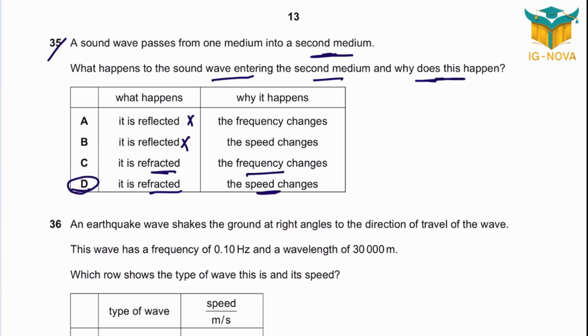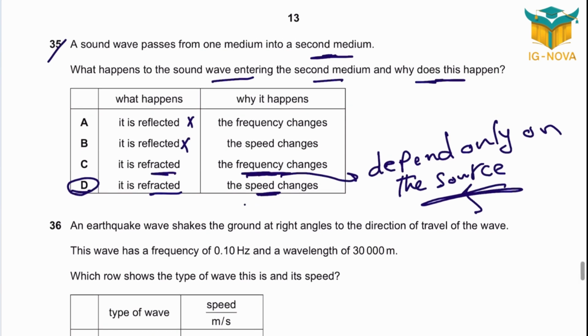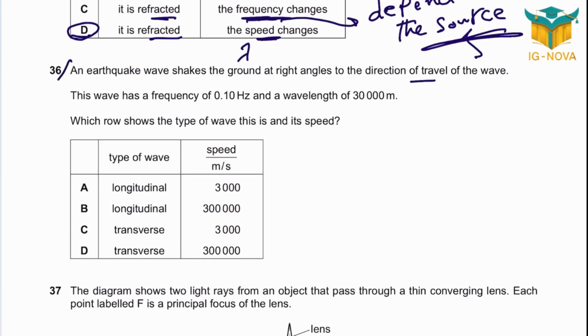Surely the speed. Why? Because frequency depends only on the source itself. Don't forget that frequency doesn't change. The only changes are in speed and wavelength. Clear? Let's continue.